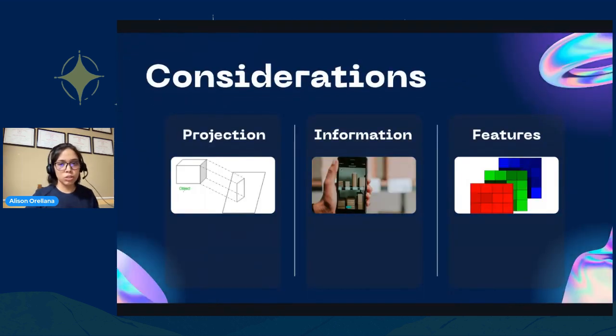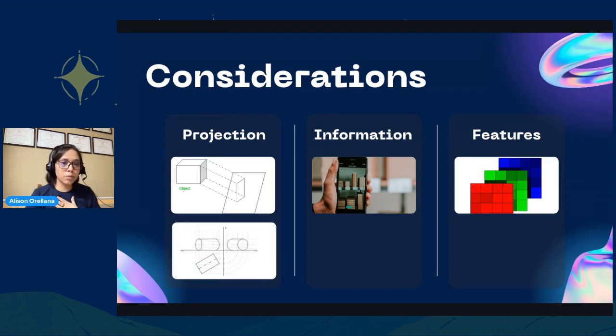Some of the considerations to use images for this recognition are the projection, information, and features that an image has. For the first one, the projection, you can see an image from many angles, and what seems to be a circle could be, from another side, a rectangle, or something like that. Somehow it can change.